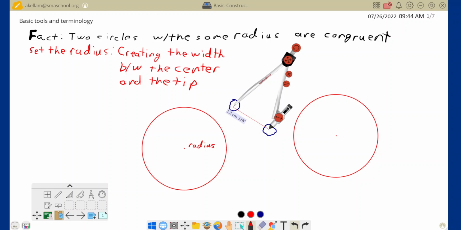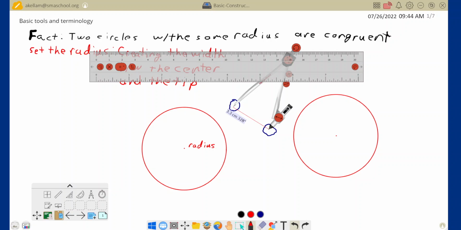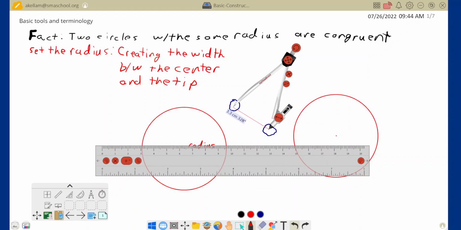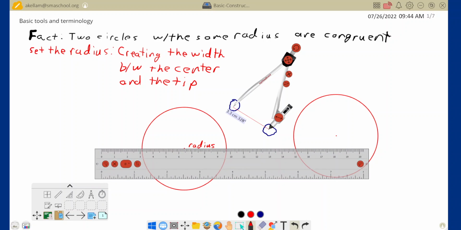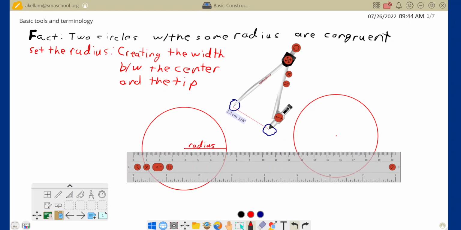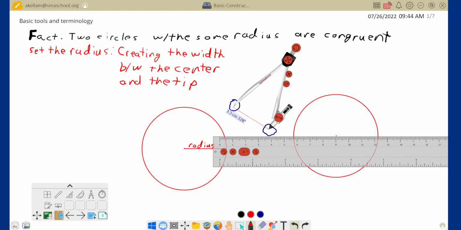The other tool that we have at our disposal is a straight edge. Now, this is a ruler. We've all seen rulers, we've all used rulers, we know exactly what they're good for. They can measure and they allow us to mark straight lines.